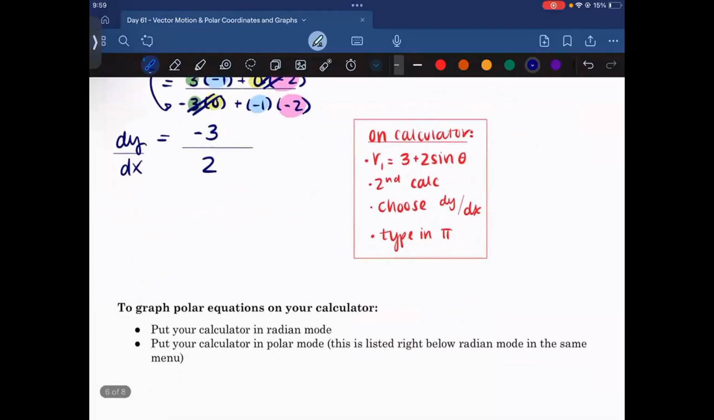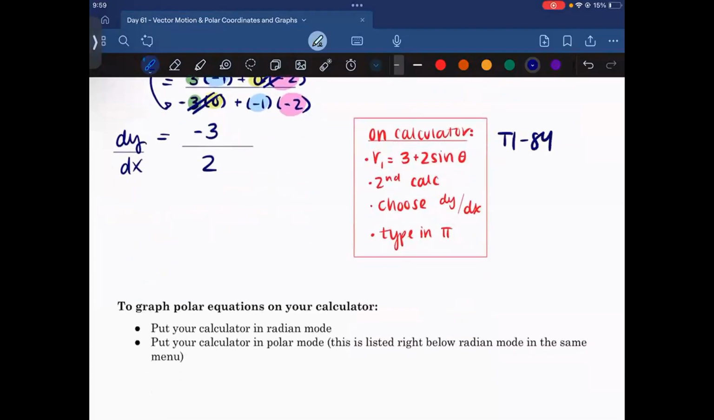And this is on a TI-84 calculator. So you would have to put your calculator in a polar format. I can't show you because I don't have a TI-84 on the iPad, but you just plug in all these steps and you should be able to easily evaluate it. So you can put your calculator in polar mode, radian mode, and all that. It's POL on the TI-84.